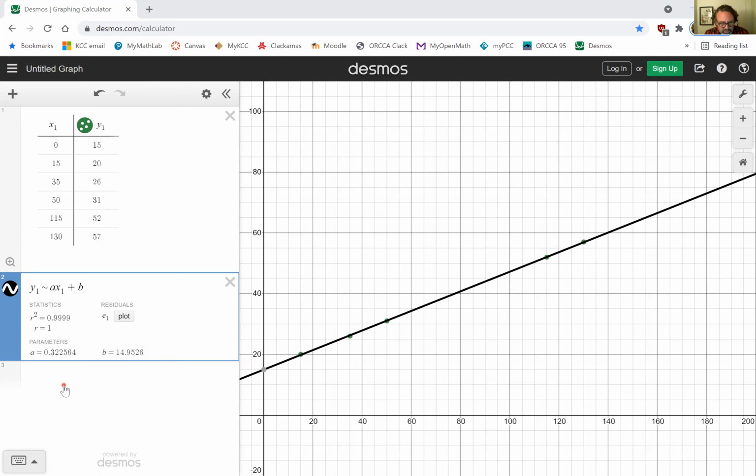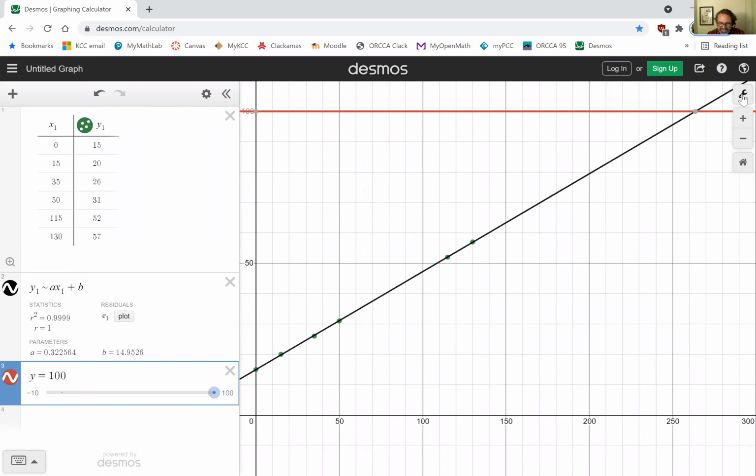So how long would it take this thing to charge up to 100%? Isn't that the question that we're always asking? So I can type the horizontal line, y equals 100, and of course, it's way off in the future there. So I will change the X scale. Will 300 do it? Yes. Okay. 300 minutes, that's 5 hours.